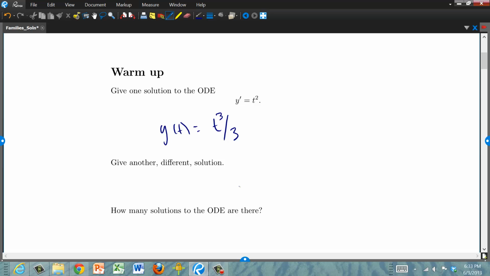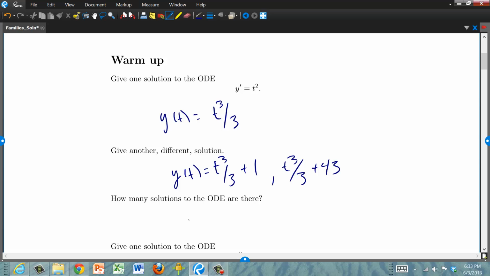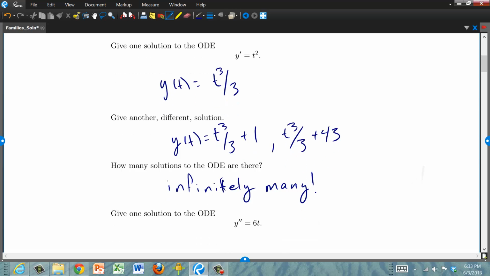But if you've taken Calc 1, and you all have, you also know that the derivative of t cubed over 3 plus 1, that's another solution. And t cubed over 3 plus 43, that's another solution. In fact, there are infinitely many solutions to this ODE. Infinitely many. Okay, so let's just keep that in the back of our minds for a minute.